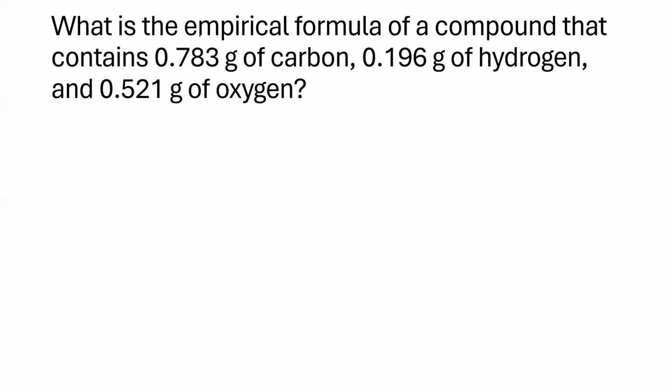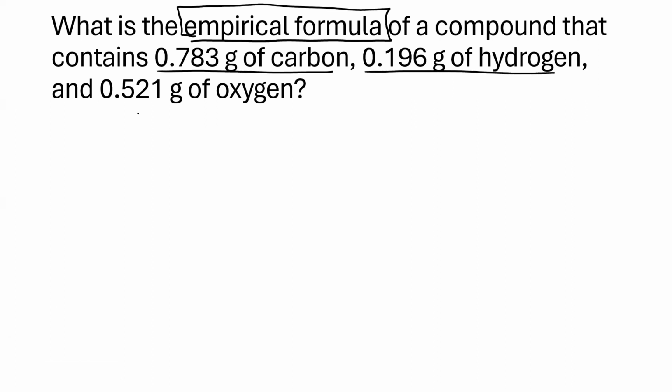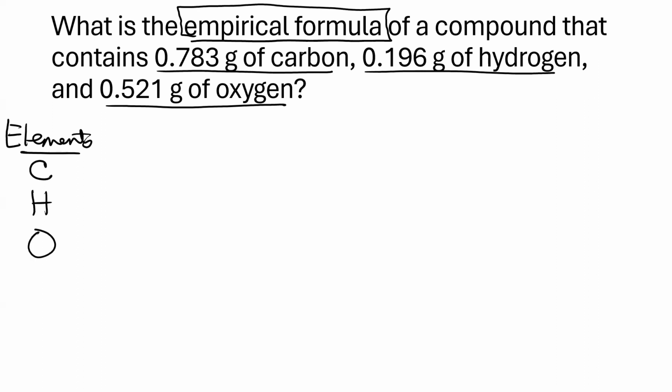The technique that I usually tell my students, including you, is to create a table so that it would be much easier for you to determine the empirical and molecular formula of a compound. In this case, we're asked to determine the empirical formula of a compound, and we have the given masses of the elements within the compound. So let's begin by writing the elements on the first column. The elements in this compound are carbon, hydrogen, and oxygen, right?